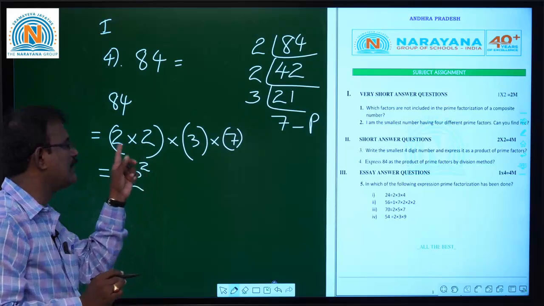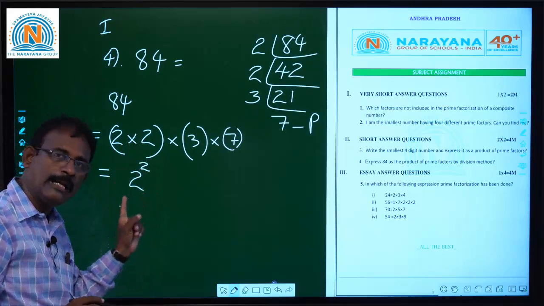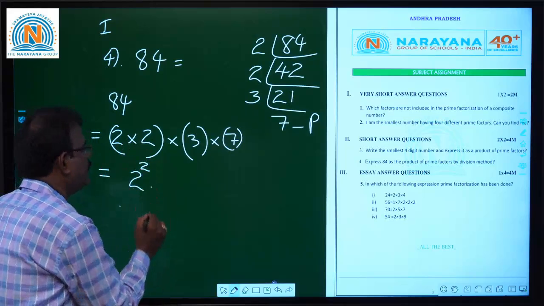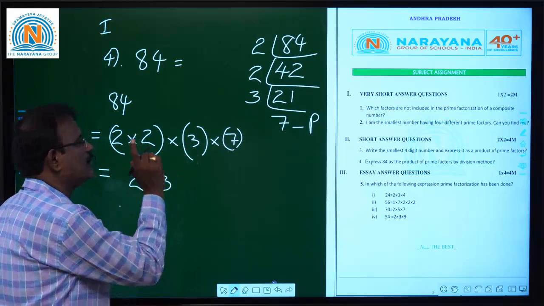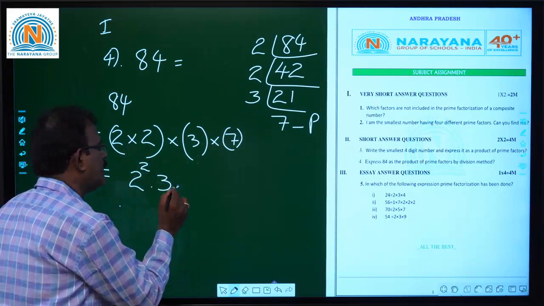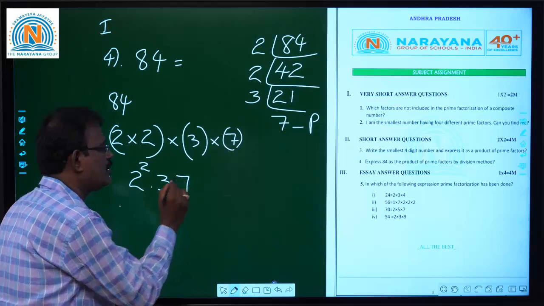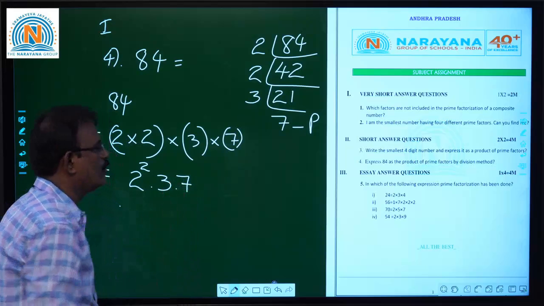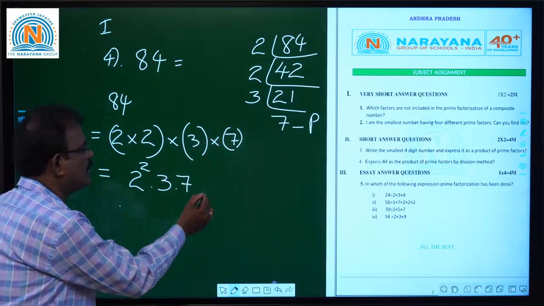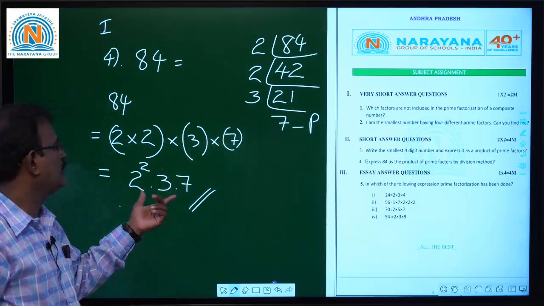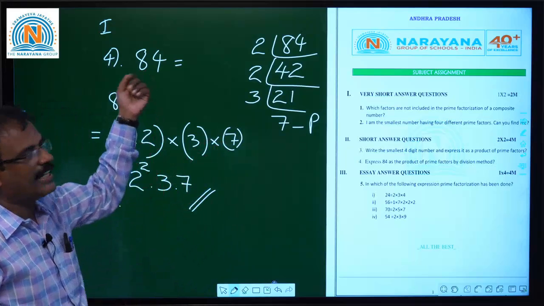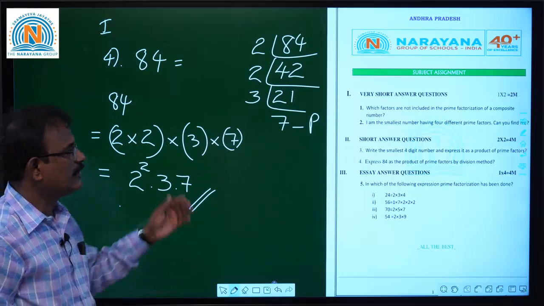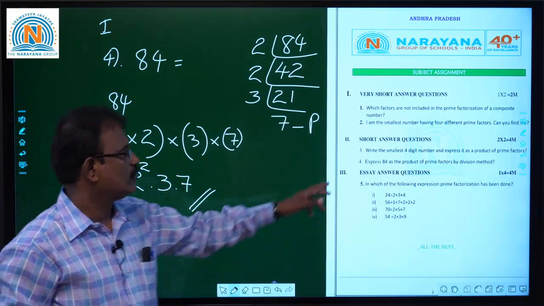The number of times 2 is raised is indicated at the top right of the base number. And 3 raised how many times, children? Only 1 time. And 7 raised how many times, children? Only 1 time. So this is the base exponent form for the prime factorization of 84. Okay children, this is the solution for 4th question.